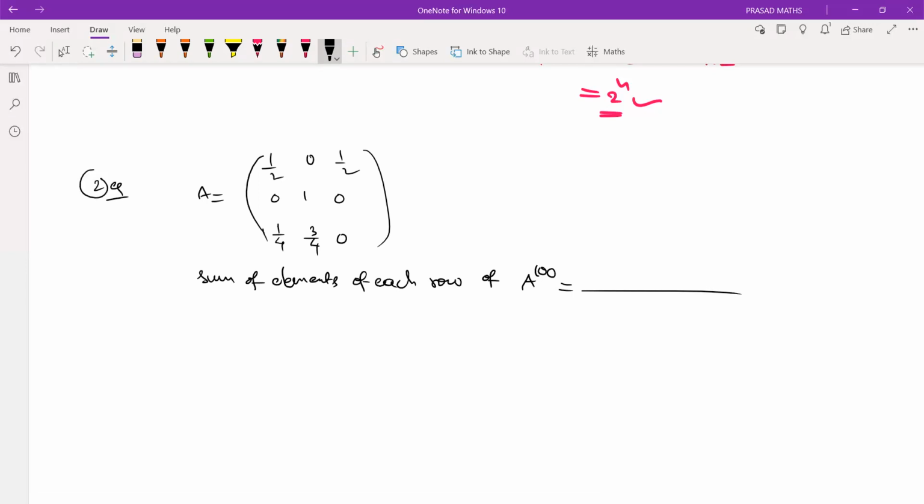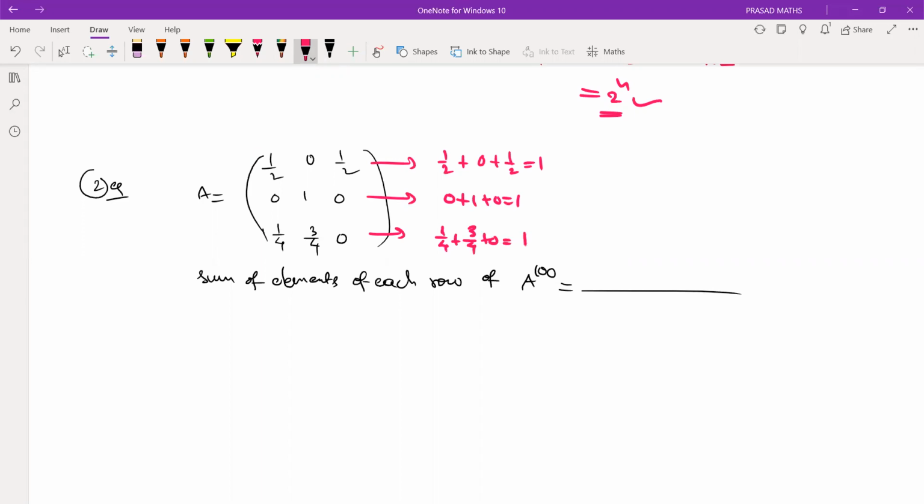So what is the trick? Look at this row. What is the sum of elements of the first row? 1 by 2 plus 0 plus 1 by 2 is equal to 1. What is the sum of elements of the second row? 0 plus 1 plus 0, that is 1. What is the sum of the third row? 1 by 4 plus 3 by 4 plus 0, that means 1 itself.